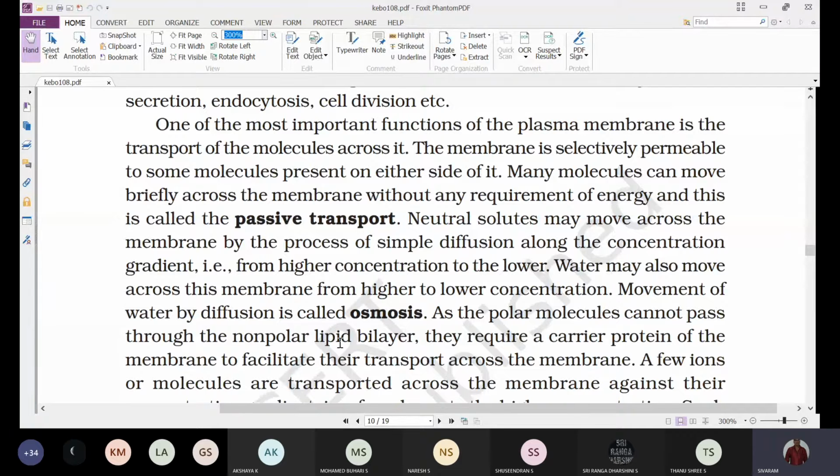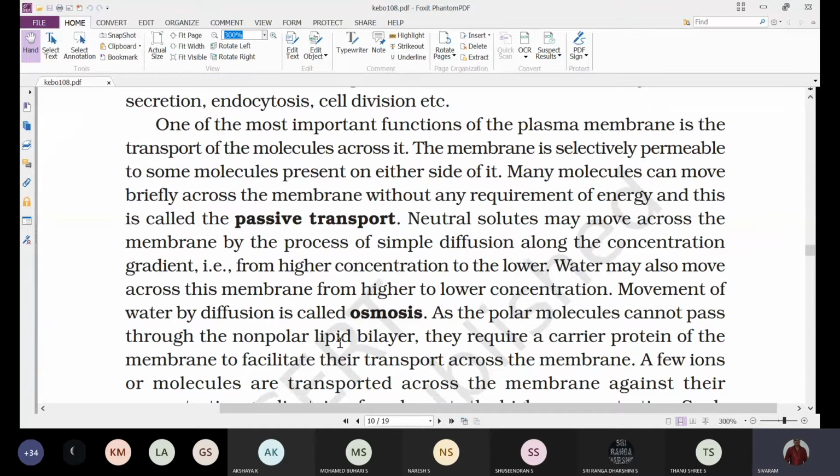That means it has the property of transport of molecules across it, into and outside. Into means into the cell as well as from the cell to the outside. So the membrane is selectively permeable. That means only some selected molecules can pass through the membrane, not all the molecules. The membrane is selectively permeable to some molecules present on either side of it, towards inside and towards outside.